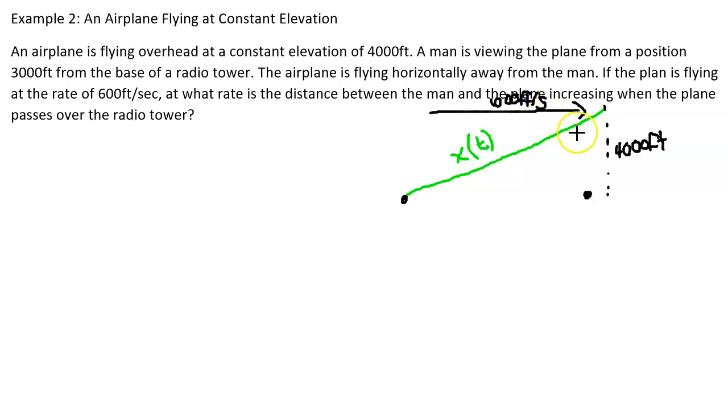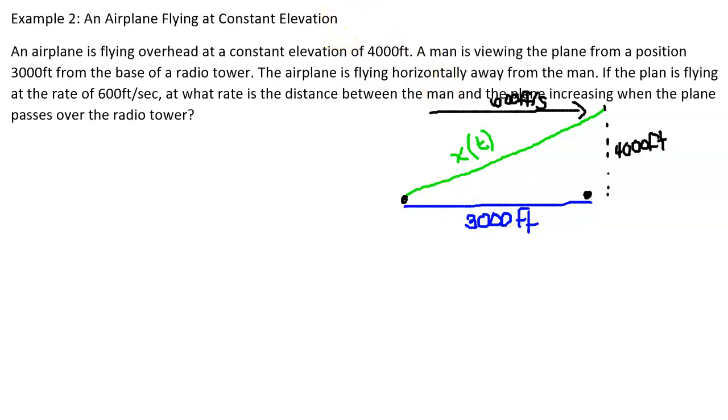And then we know if the airplane is above the radio tower, then it is exactly 3,000 feet horizontally away from the man at that exact moment. So we have this horizontal distance, and I'm going to switch colors. Let's call that blue. So we know that at this exact moment, when the airplane is above the radio tower, this is 3,000 feet. This is not a rate, and obviously as the airplane is moving away from the man, this distance is also changing. So what kind of equation are we looking at when we set this up?